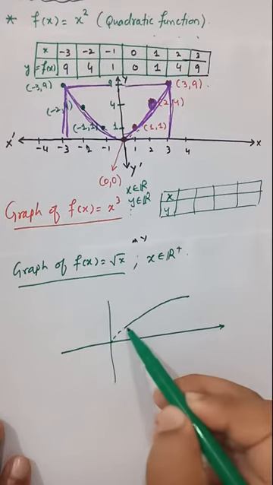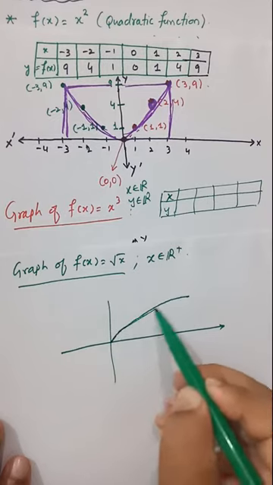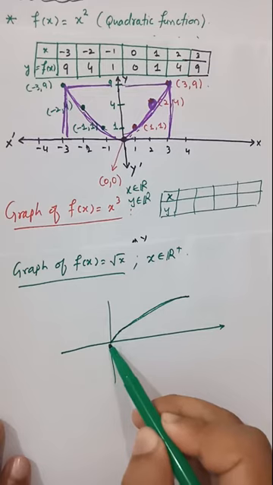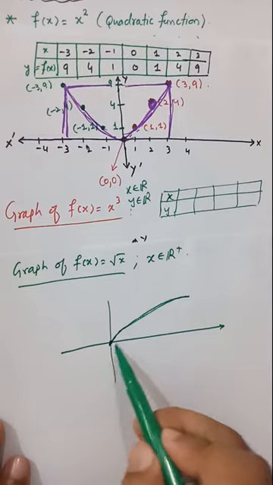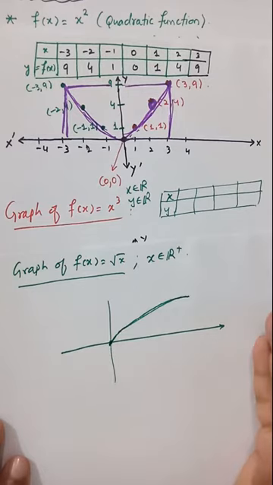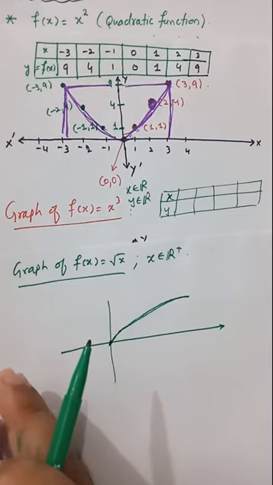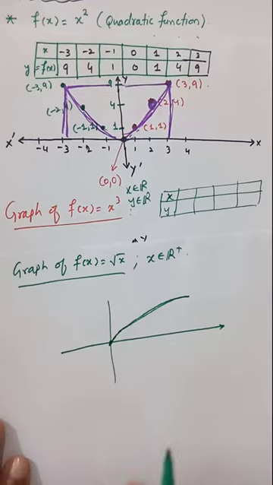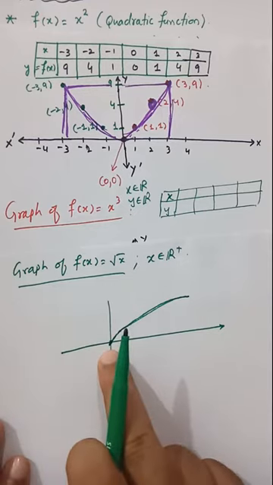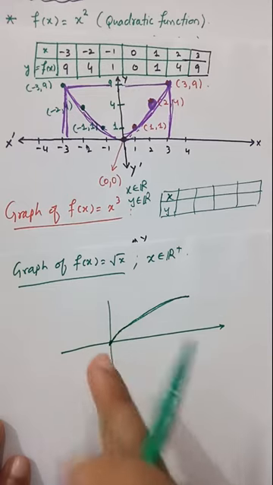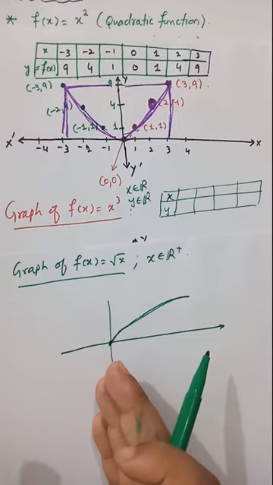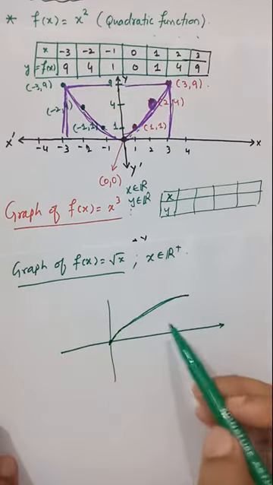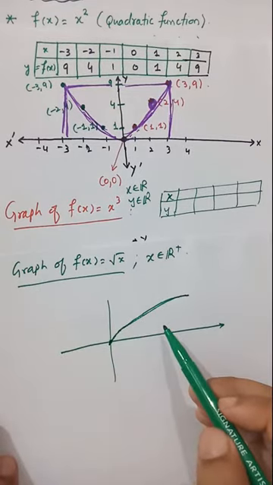This is the graph of the square root function. It starts from here. Why? What is the reason? The reason is that its domain is 0 and values greater than 0. Negative values are not included in its domain. So that's why the graph starts from here, and there is no curve on the negative x-axis because the domain is positive. So this is the shape of the graph of f of x is equal to square root x.